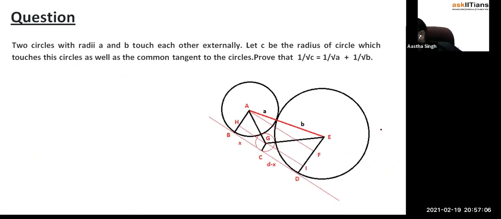Let us now, guys, move forward to this question, right? A very good question.